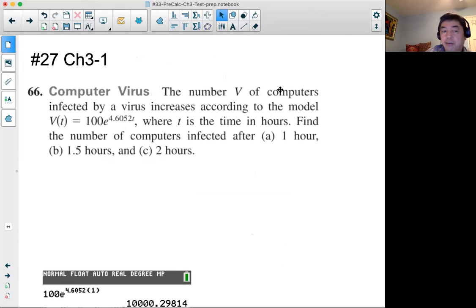The number V of computers infected by a virus increases according to the model V of T equal to 100 e to the 4.6052 t's power, where T is the time in hours. Find the number of computers infected after 1 hour. So I just plug in only 1 hour. If it's this type of question, you usually have to figure out what number to plug in where. So V is already given. So this is what I do, cut and paste this.